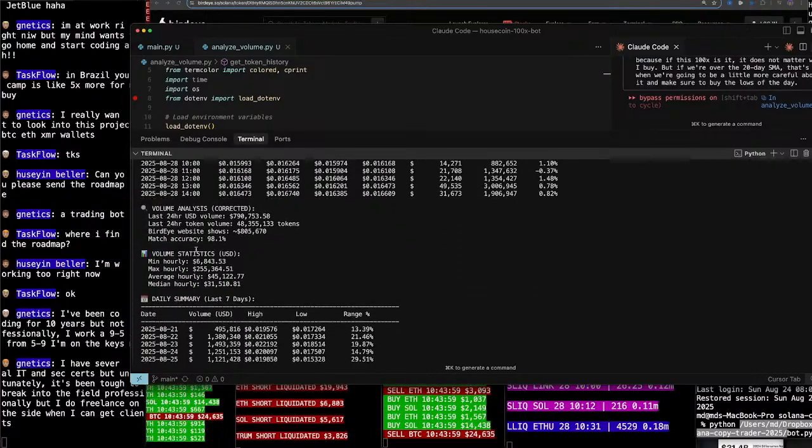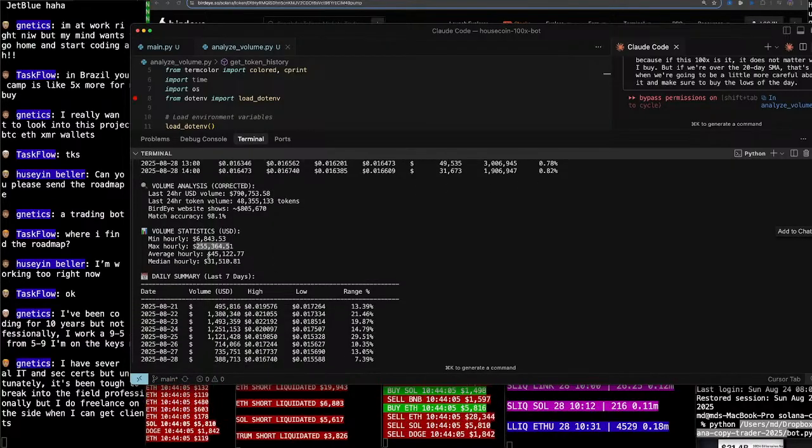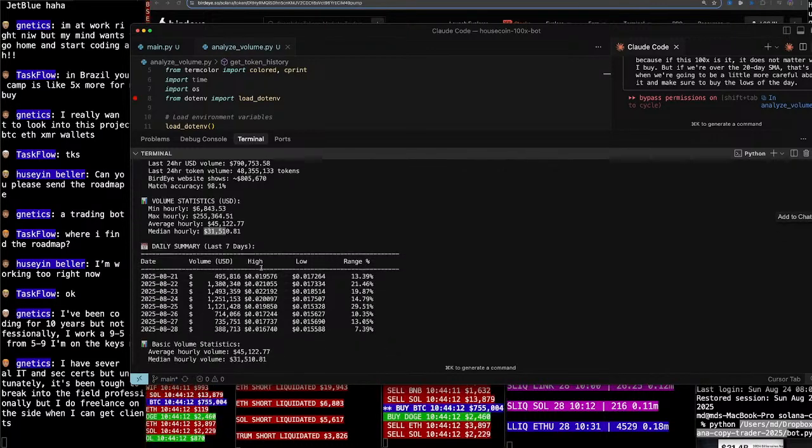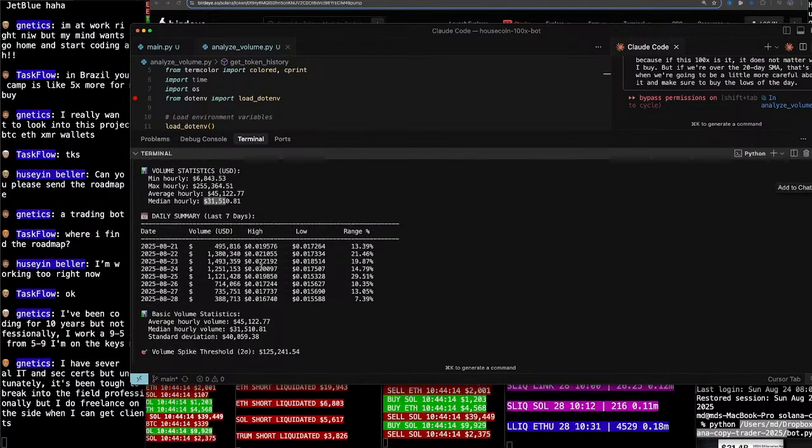Okay, so volume statistics here. Minimum hourly is 6,000 in volume. Max hourly is 255,000. Average hourly 45,000. Median hourly 31,000.